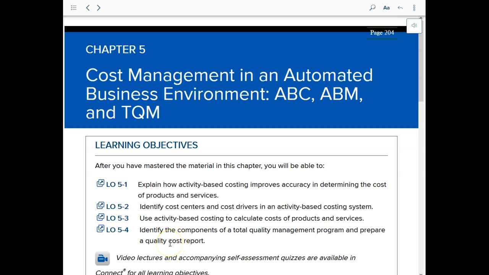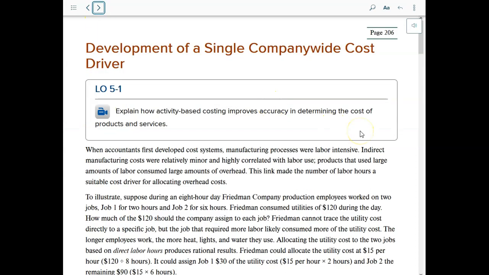Fenton. In this chapter, we are going to talk about cost management in an automated business environment, and it relates to ABC, ABM, and TQM. So let's see what all these letters mean by getting started. First of all, let's talk about using a single company-wide cost driver.